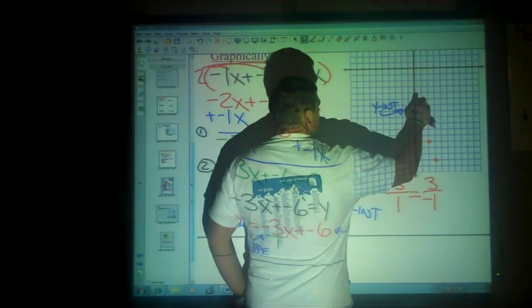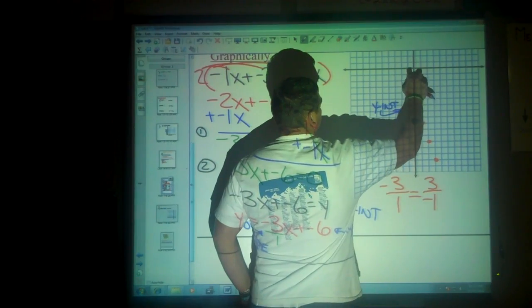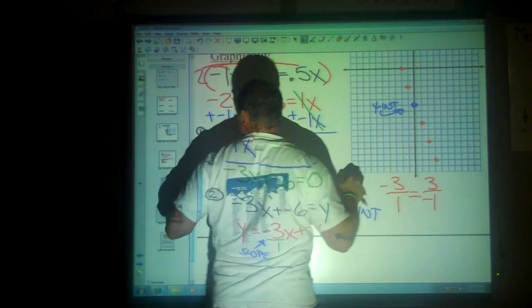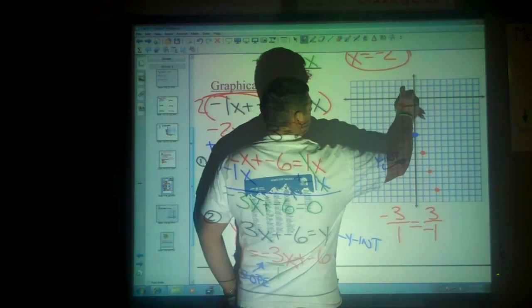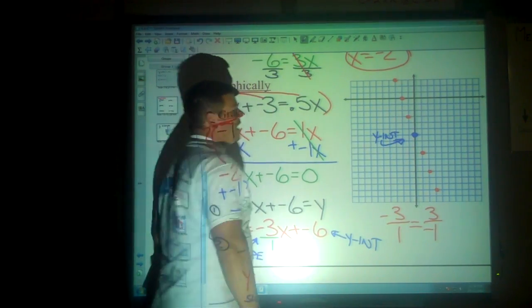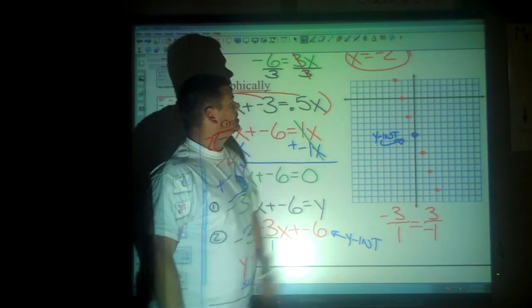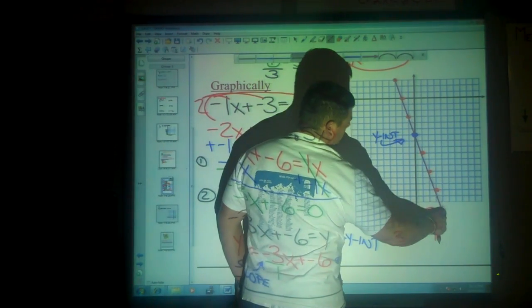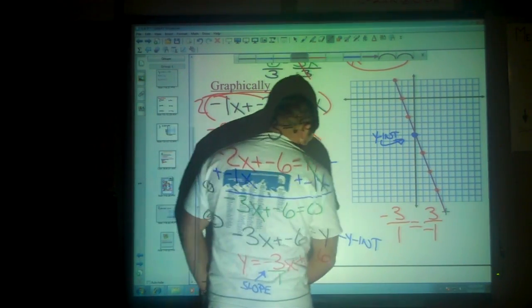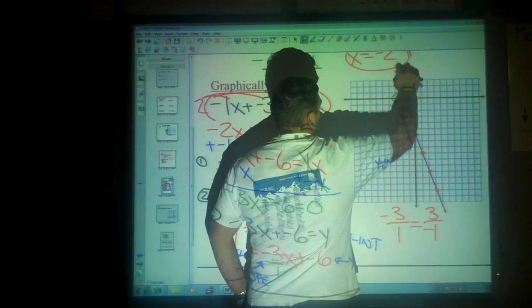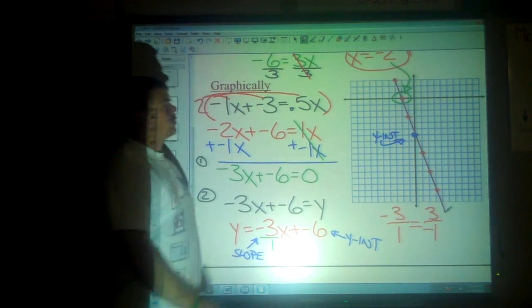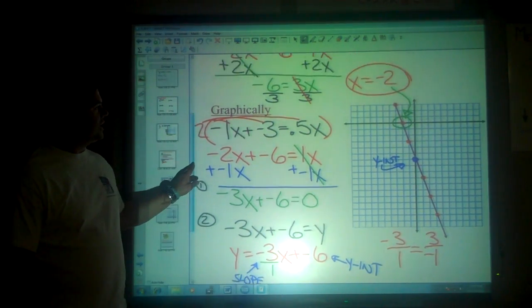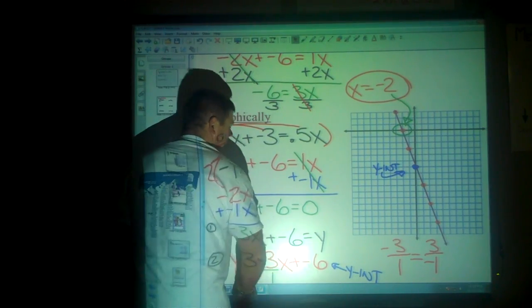So I could go up 3 and left 1, up 3 and left 1, up 3 and left 1, and I've now definitely crossed the x-axis. In fact, I've crossed the x-axis exactly where I thought I would. Right there is where I've crossed the x-axis, which is the exact same answer that I had before.